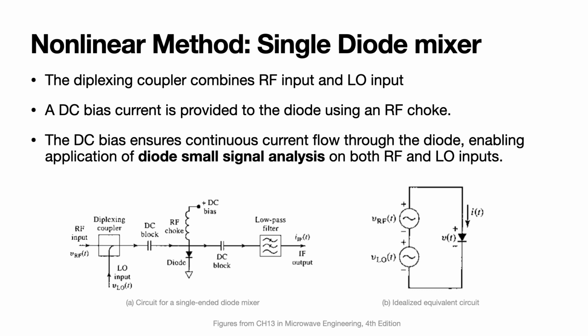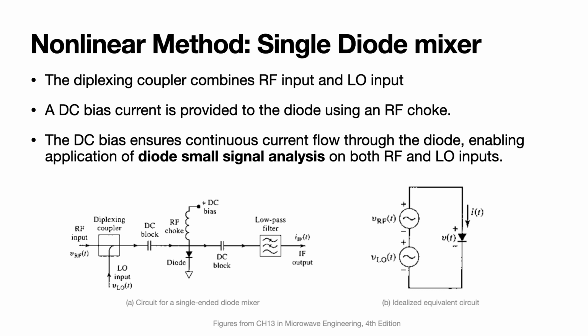The nonlinear method utilizes the nonlinear characteristics of diodes or transistors to produce the effect of multiplying two signals. A single-ended diode mixer, as shown in Figure A, is an example of this method. The duplexing coupler first combines the RF and LO input signals, which are then fed to the mixer. A DC bias current is provided to the diode using an RF choke.